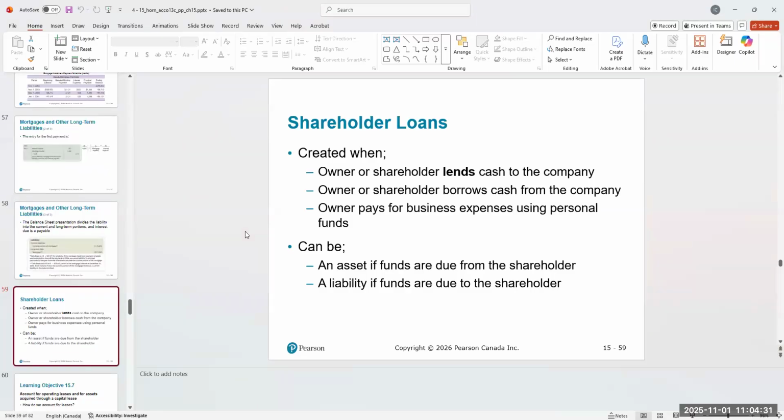Let's wrap this thing up after the mortgages. The next thing, which is also a liability, is if the owner of the company lends cash to the company. Sometimes the owner prefers that way instead of investing in the company. Why? Because they can earn passive income in the form of interest directly from the corporation.